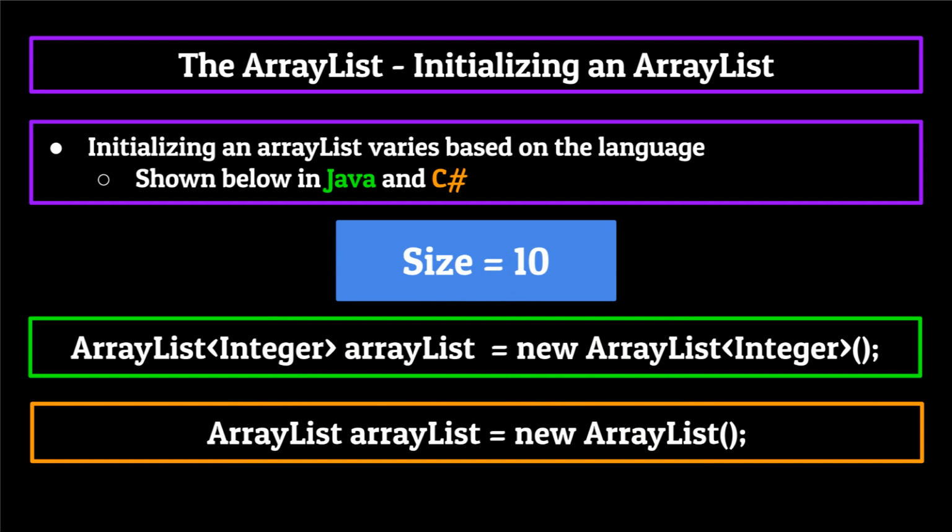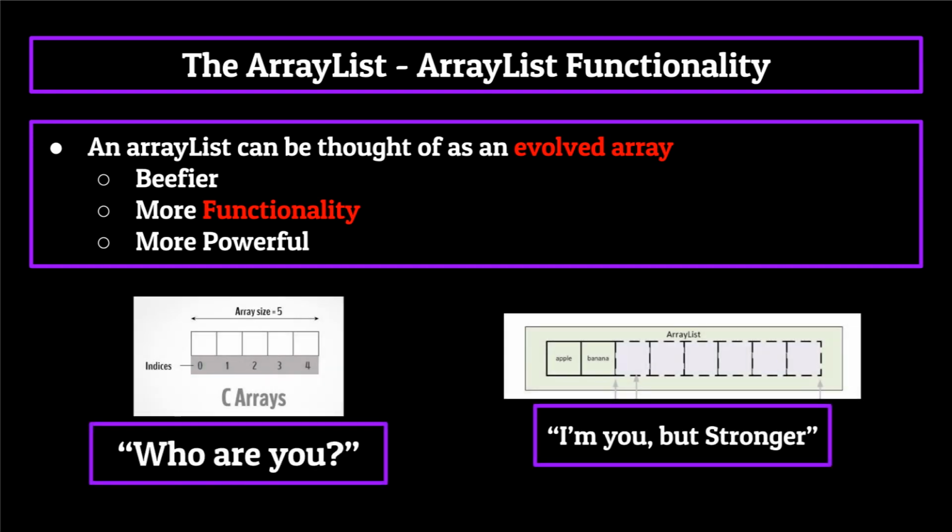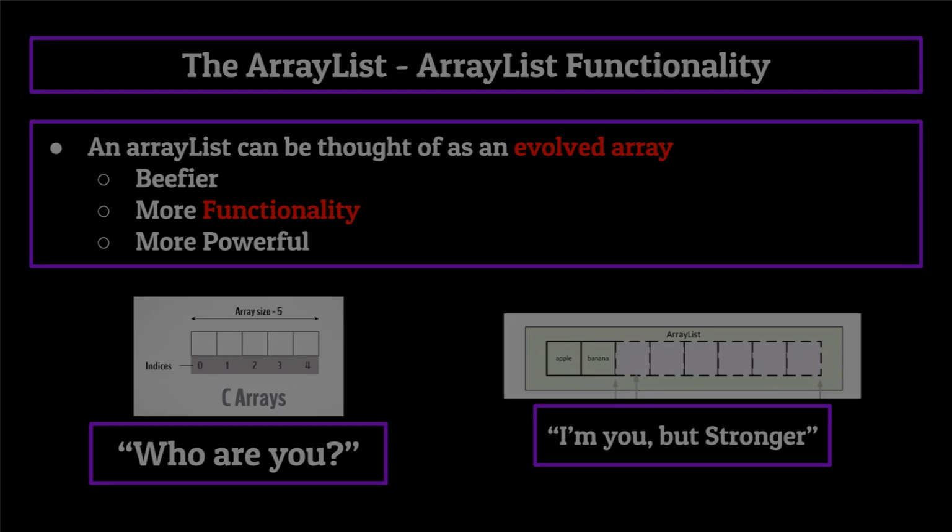Moving on, let's talk about functionality. Now the ArrayList can be thought of as pretty much the evolved form of an array. It's a bit beefier, has a little bit more functionality, and is overall more powerful than an array. That's certainly not to say that it's better in every case, but for the most part, the ArrayList is going to be thought of as the older sibling amongst the two.